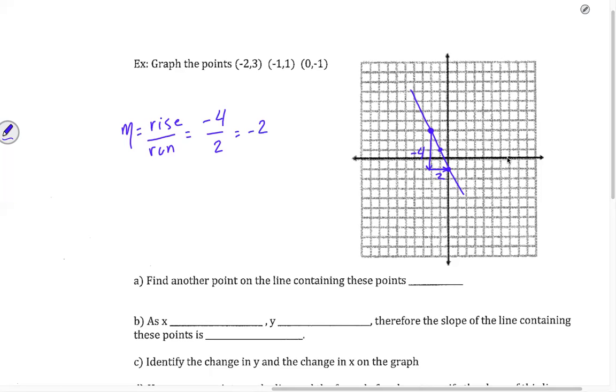So now I can start answering these questions. Find another point on the line. Well, let's keep counting down. -4 over 2 is a set of directions. And if I have a slope of -2, I can make it a set of directions by putting a 1 under. That would tell me I could go down 2 and to the right 1. Look at that, that point's on my line. That point is (1, -3). So as x goes up or increases, as x gets bigger, y gets smaller, goes down. Therefore, the slope of the line containing these points is negative.